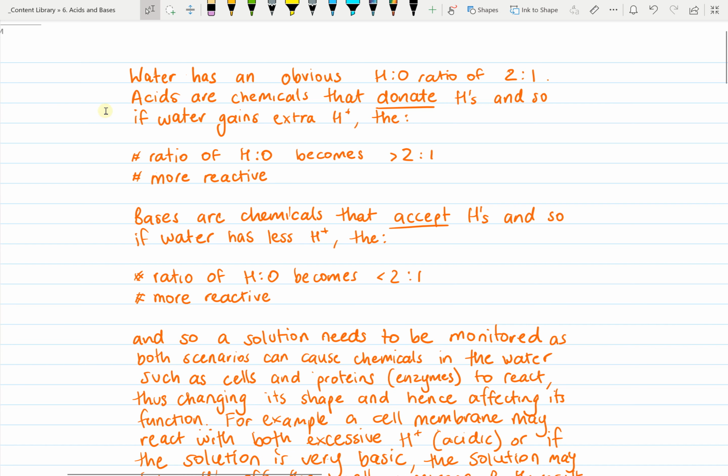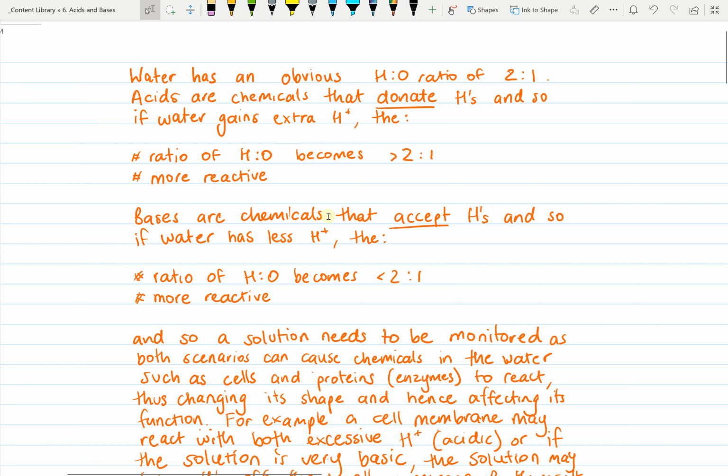First thing I'd like to point out is obviously everyone knows water is H2O, and so the ratio is 2 to 1. Acids are chemicals that donate hydrogens. That's the strict definition, and I would like to loosen that up and just say acids are things that bump up the ratio of hydrogen in water. If you've got extra hydrogens or little protons floating around, that's going to make the solution more reactive.